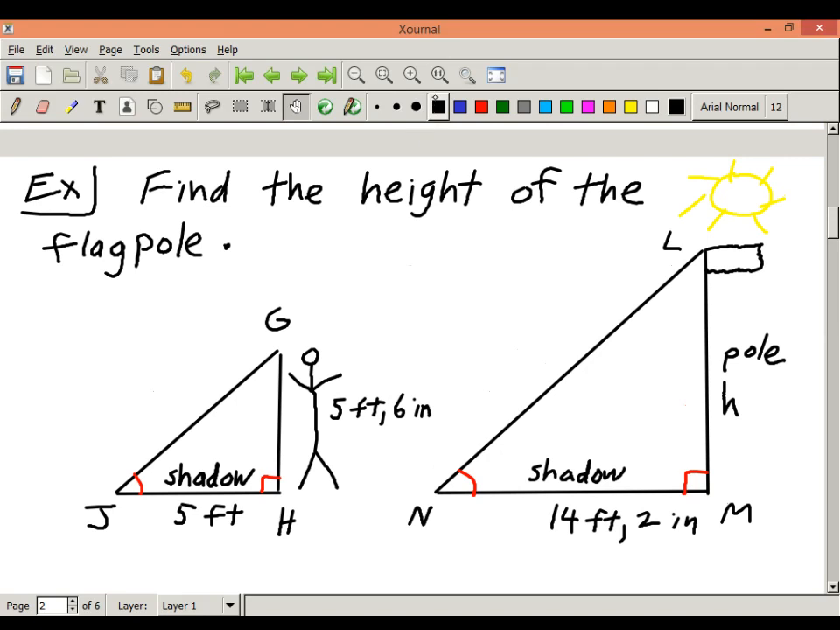Before I do that, though, I'm going to change everything into inches so that we're not mixing up the units. So this 5 feet shadow, 5 times 12, that's going to be 60 inches right there. The person's 66 inches. And then the shadow is 14 times 12. We get 12 inches in a foot, so 14 times 12 plus the 2. So this is 170 inches.